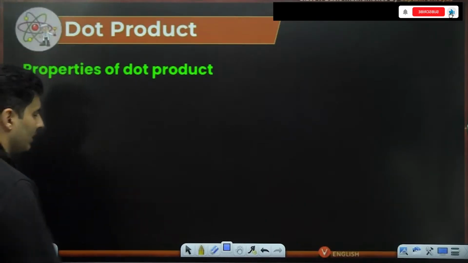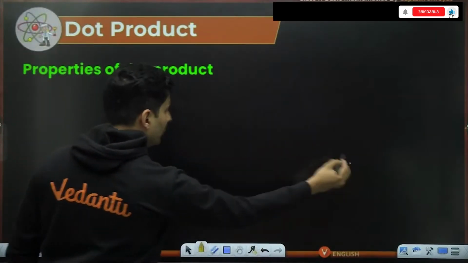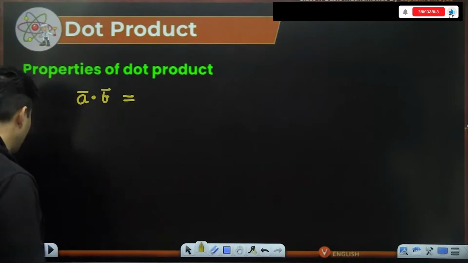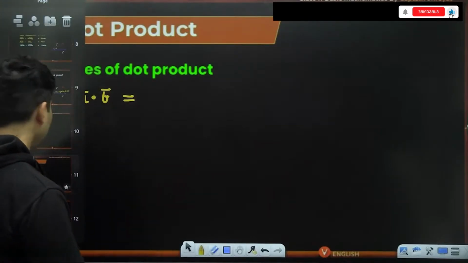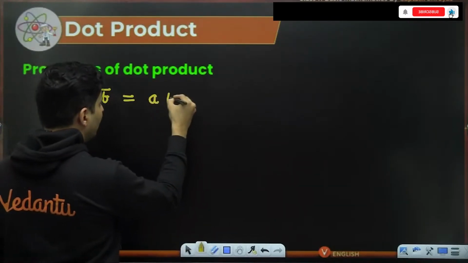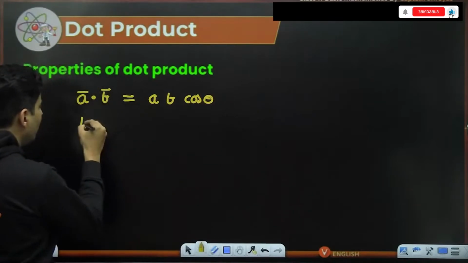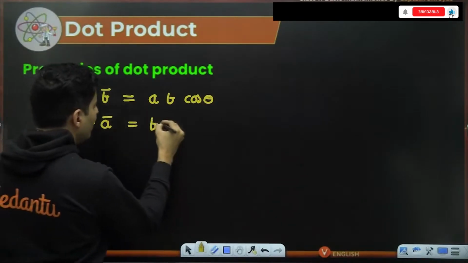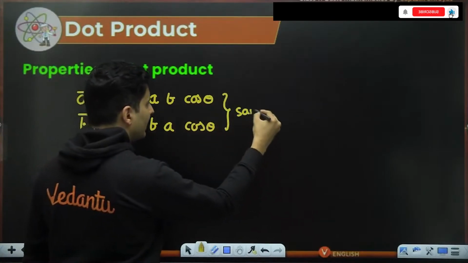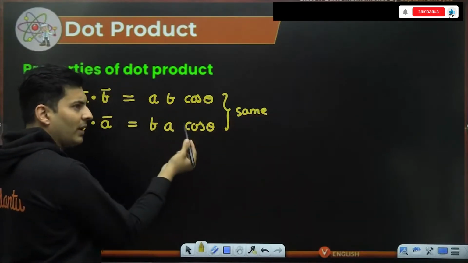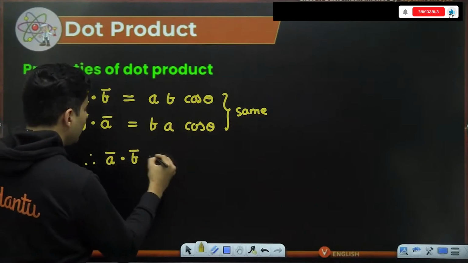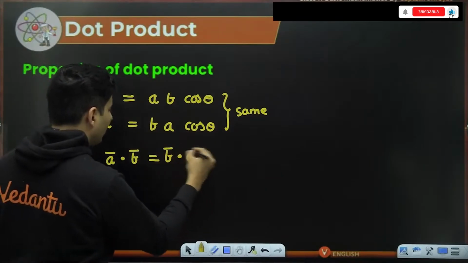Starting off with some properties. If I do A dot B, the answer will be magnitude of A, magnitude of B into cos theta. If I do B vector dot A vector, it will be B into A into cos theta. The answer is the same, whether you multiply 5 into 3 or 3 into 5. These are magnitudes. So one can easily conclude A dot B is nothing but B vector dot A vector.